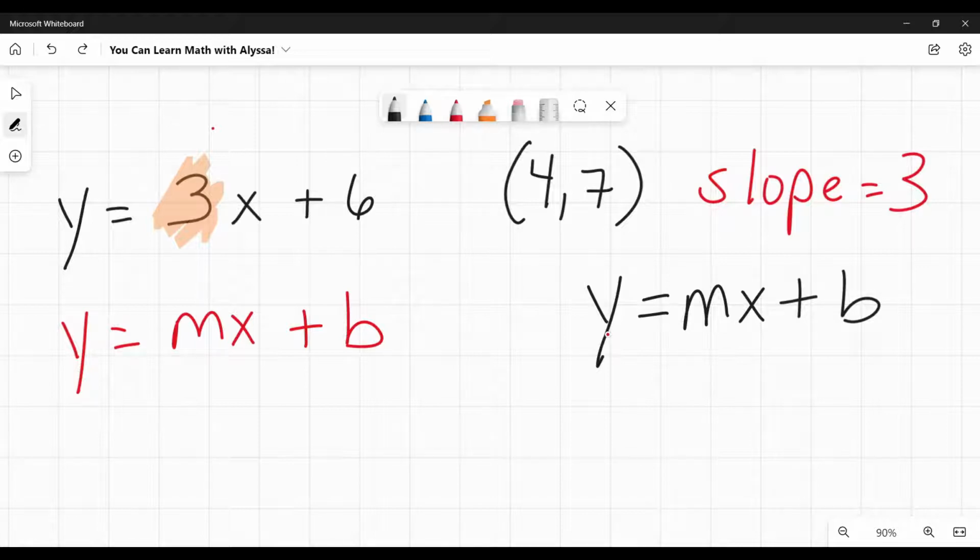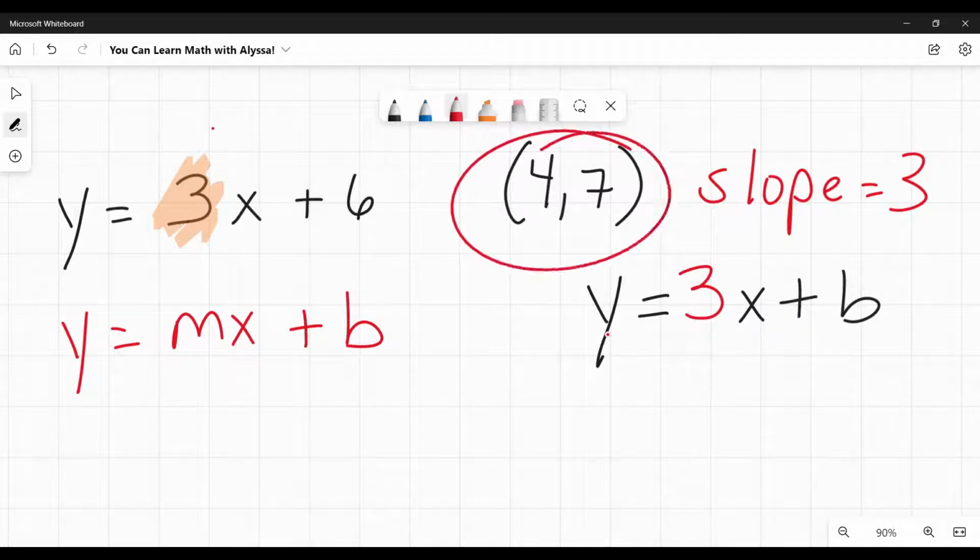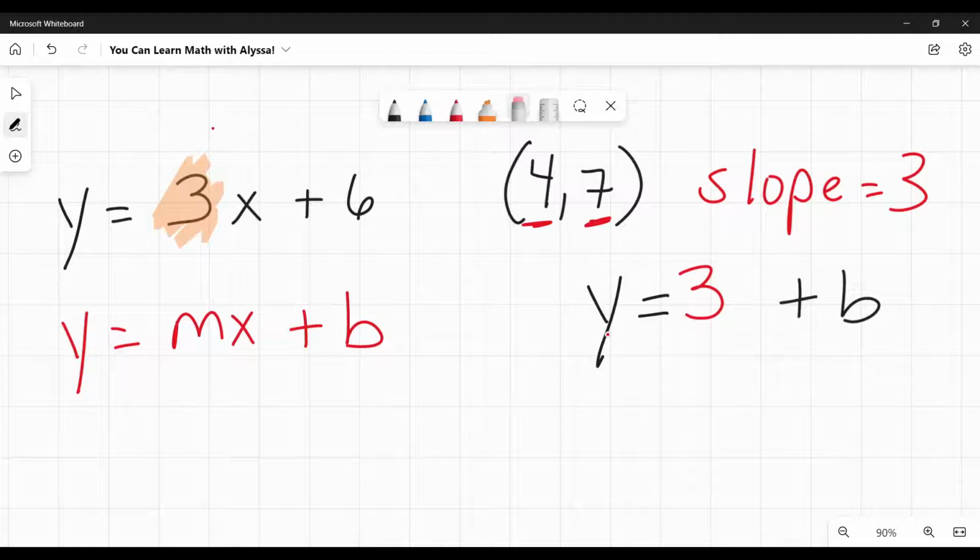All right, well, we know our slope. It is 3. So I'm going to replace the m there with 3. I do not know the y-intercept. To solve for the y-intercept, I put in a single pair of coordinates that are on this line, which I know. (4, 7) is a point on this line. 4 is my x, 7 is my y, so I plug in 4 for my x and 7 for my y.